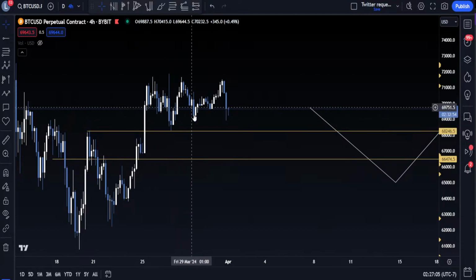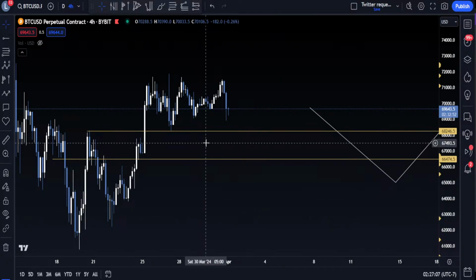But as we started ranging here over the weekend, I got out of those long positions, just waiting for more clarity. And so that was my update.